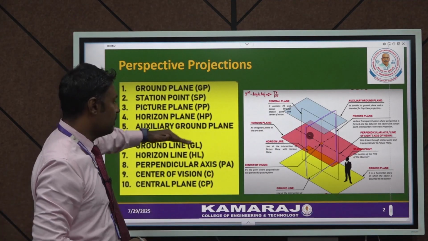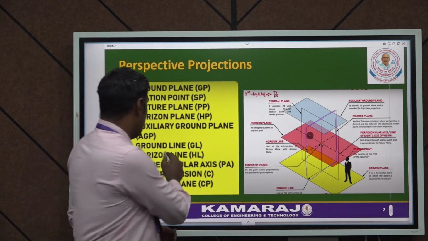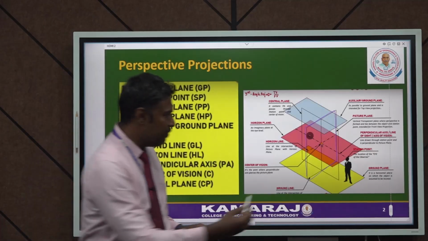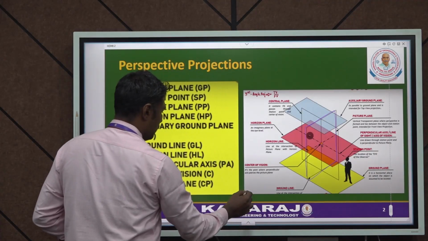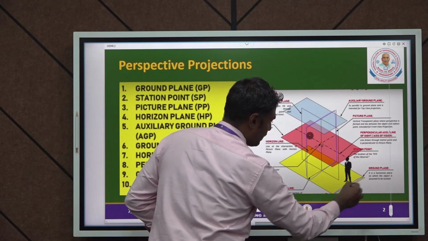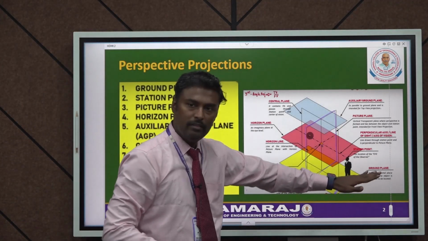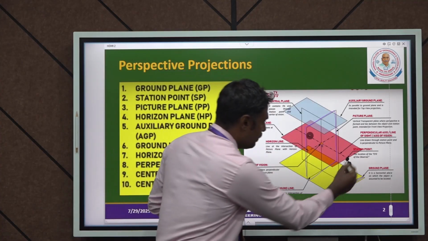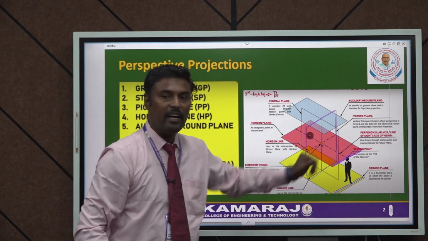So these are all the planes. If you understand these planes, then I will explain some important lines, that is, the ground line and the horizon line. When you look from this direction, some of the lines are important. When you look at the front view, this base line is represented as the ground line. And the horizon line: if you look at the horizon plane, the plane in pink color, the line which is formed on the horizon plane is known as the horizon line, HL.